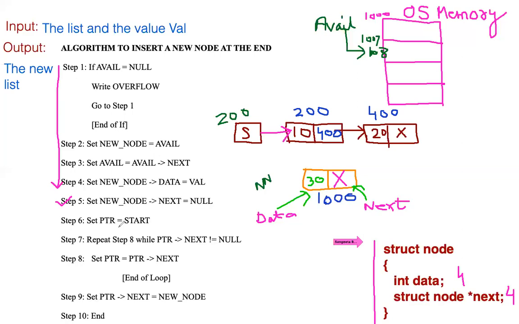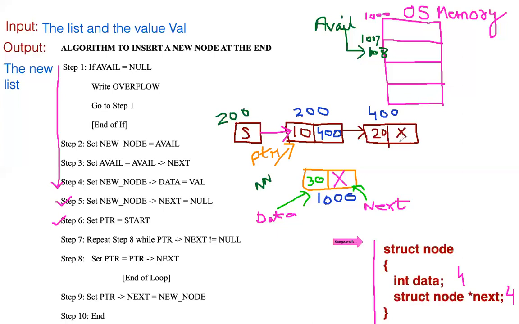Again, this is a variable name. It can be anything which you wish. So we have to take PTR, a temporary pointer, and make it point to the start node. Because PTR is equals to start, that means PTR is also going to point to the same start node. And then using this pointer, we have to reach the end of the list.